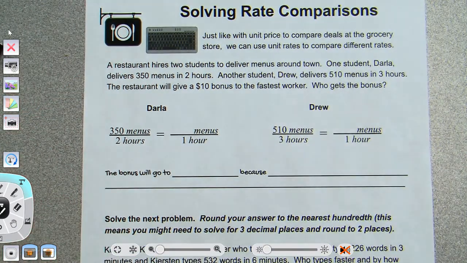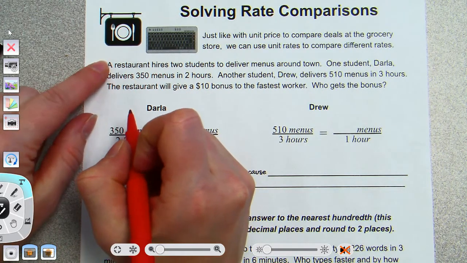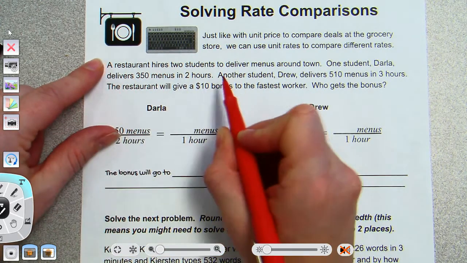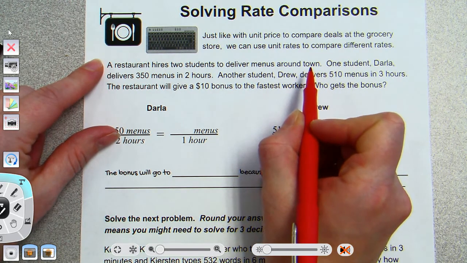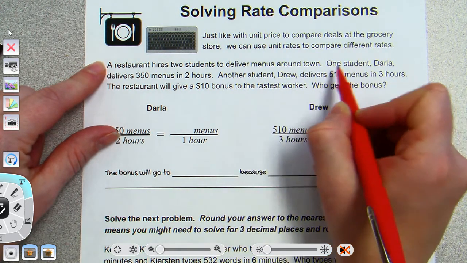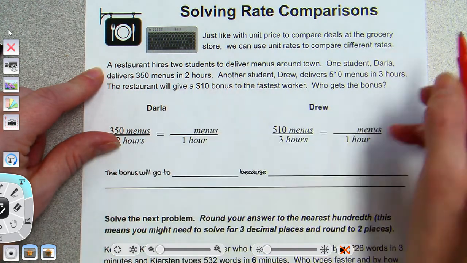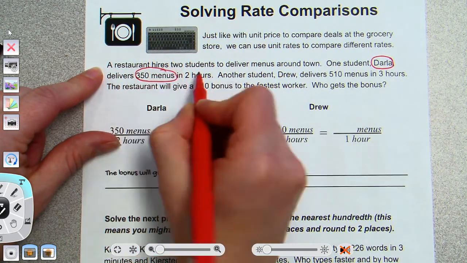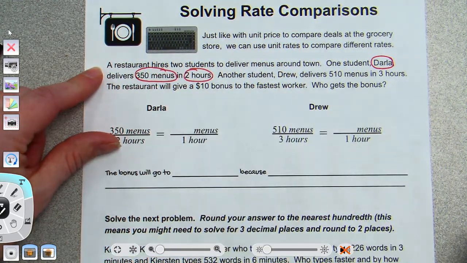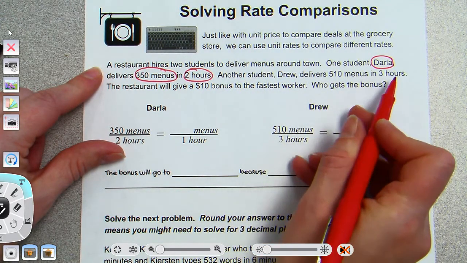So I'm going to grab my pen. In my red, I'm going to mark up the things that are important. Let's read it again. A restaurant hires 2 students to deliver menus around town. I think that's important, but I didn't see any math information. One student, Darla, delivers 350 menus in 2 hours. Okay, I'm going to circle Darla, 350 menus, 2 hours.